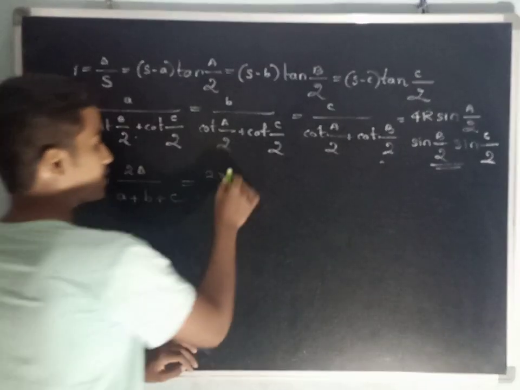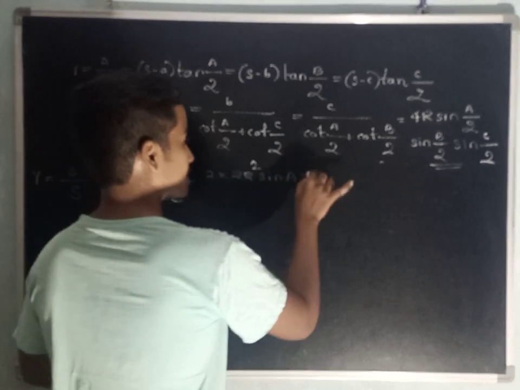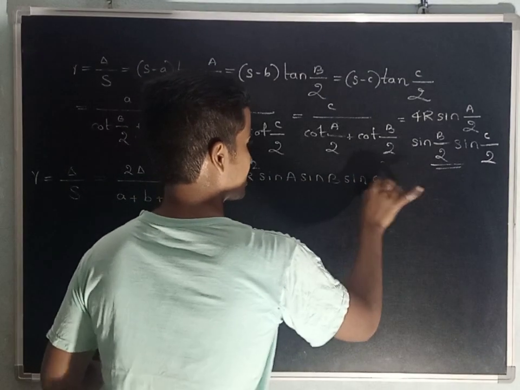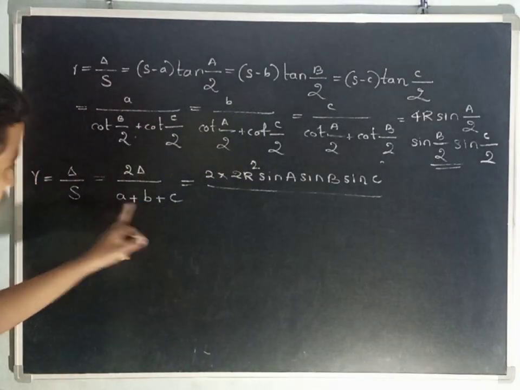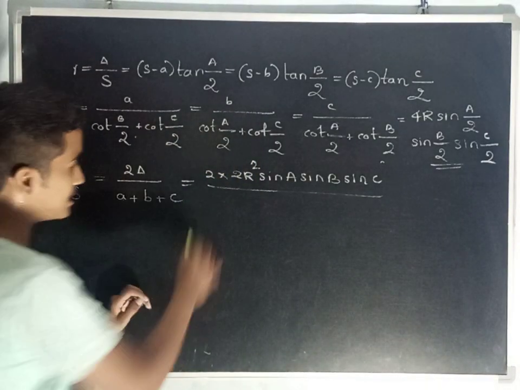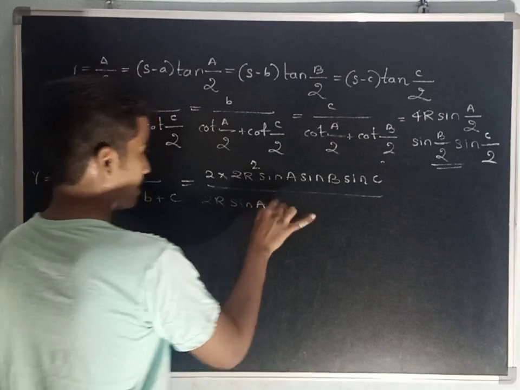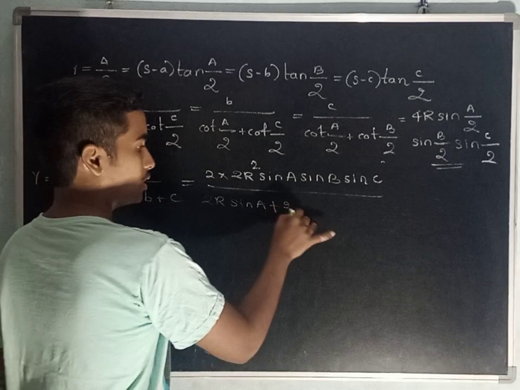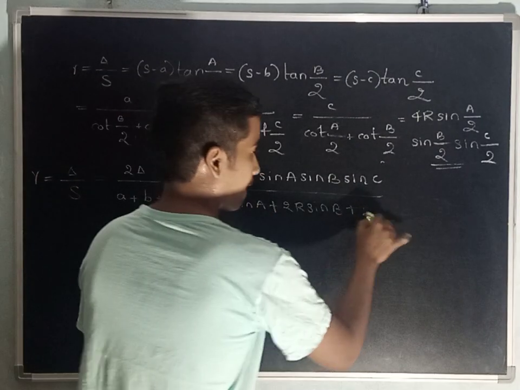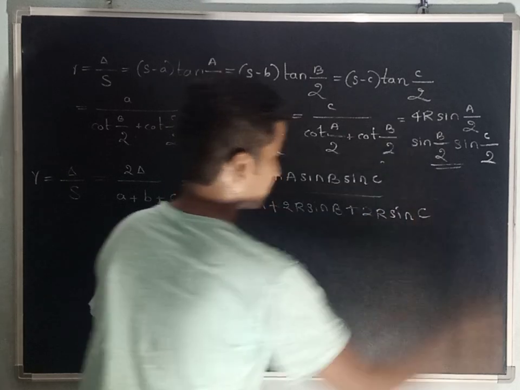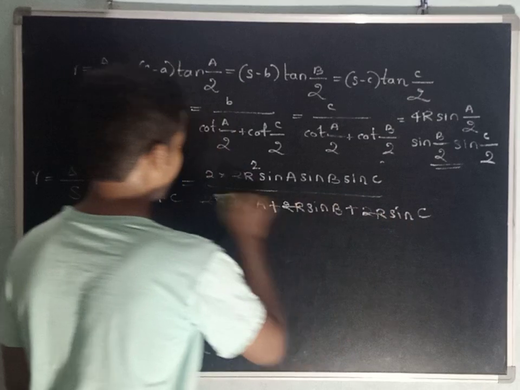We have already proved that Δ = 2R² sin A sin B sin C. Let me substitute the values of a, b, c: a as 2R sin A, b as 2R sin B, c as 2R sin C. Next, 2R, 2R, 2R, 2R.